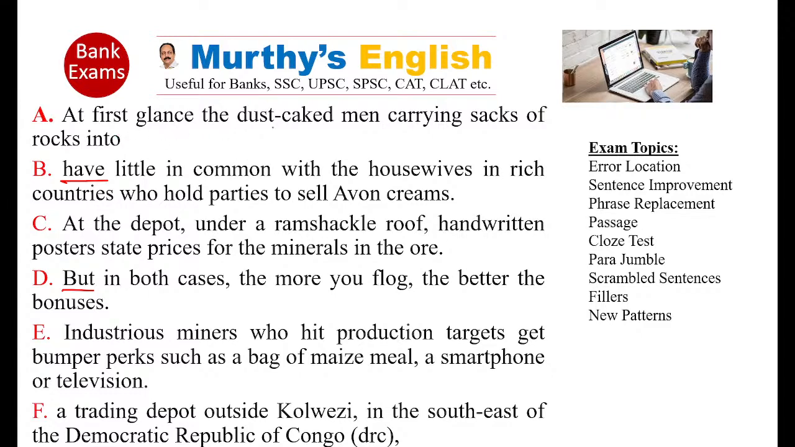At first glance, the dust-caked men carrying sacks of rocks. You carry something into something. Carrying sacks of rocks into a trading depot outside Kolwezi in the southeast of Democratic Republic of Congo. AF, but there's a comma, it is not complete. You need one more part. At first glance, the dust-caked men carrying sacks of rocks into a trading depot outside Kolwezi in the southeast of the Democratic Republic of Congo.